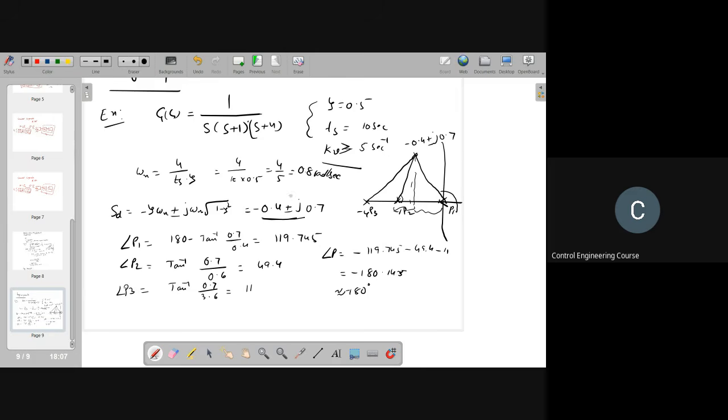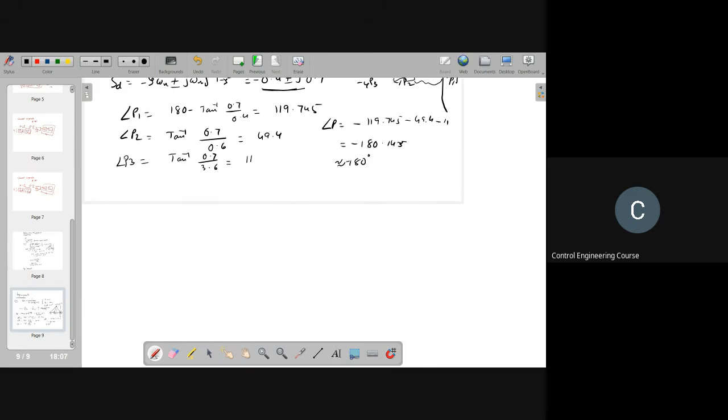So what we have to do is simply calculate the gain K to satisfy the transient characteristics. So K at this point, we can find using the magnitude criteria, right? The magnitude of K times 1 by s into s plus 1 into s plus 4 at s equal to s_d equals 1. If you substitute the s_d value in this equation and calculate the magnitude, then K equals 2.66.